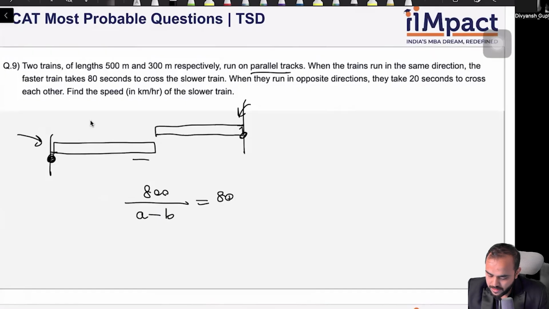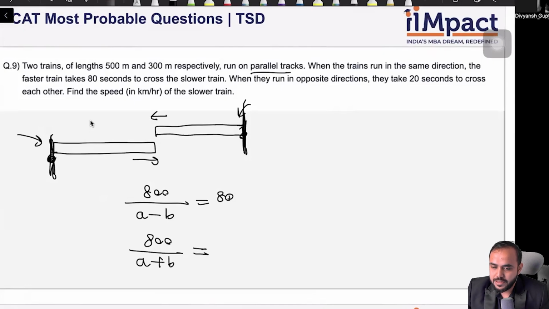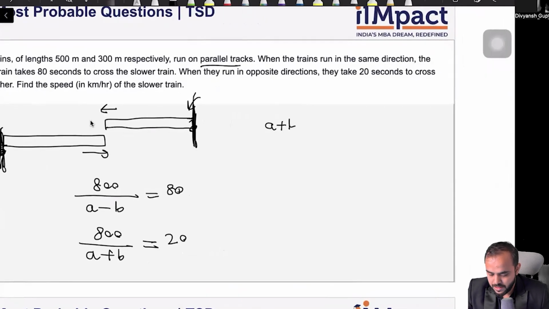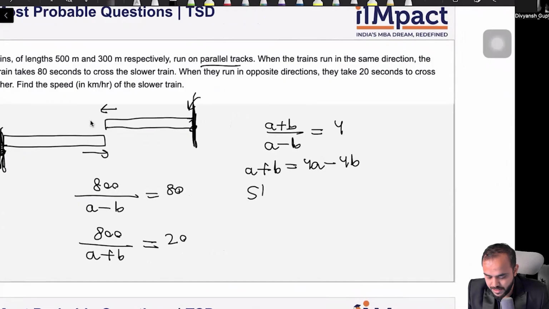Now, if they're running towards each other, even then the distance that you want to cover in the relative frame is still going to be 800. But the speed to cover this will be a plus b. So the time period here is 20 seconds. It's given to us. So now we can take the ratio. We'll get a plus b upon a minus b is equal to 4, or a plus b is equal to 4a minus 4b. So which will give me 5b is equal to 3a.